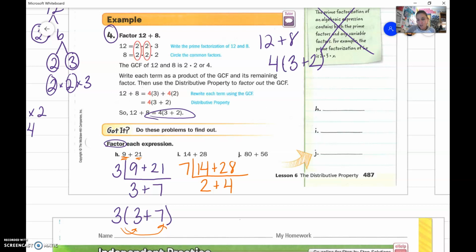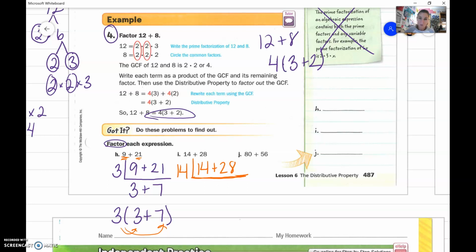But now look at 2 and 4. They share a common factor other than 1. They share 2, which means I do not have the right answer here. So I'm going to go ahead and erase this, knowing that I need to change my answer, and I know it's got to be higher than 7.